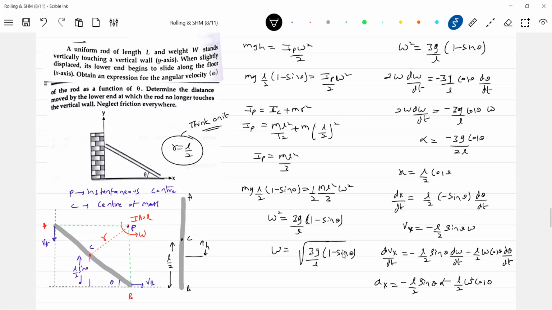Now, let's get into the condition. The lower end at which the rod no longer touches the vertical wall. If it doesn't touch the vertical wall, there won't be normal contact. There won't be any force. There won't be any normal contact by the wall on the end A of the rod. So what should be the acceleration AX? Must be 0.